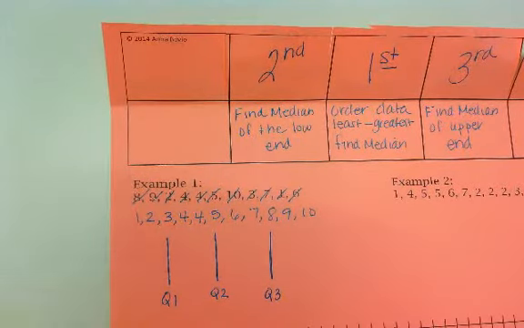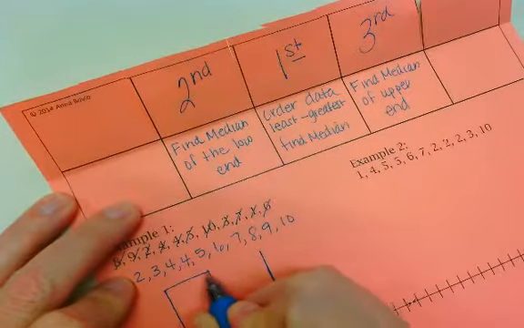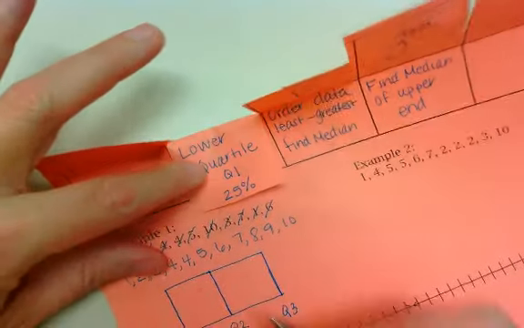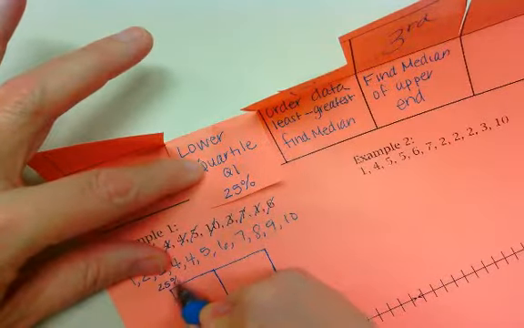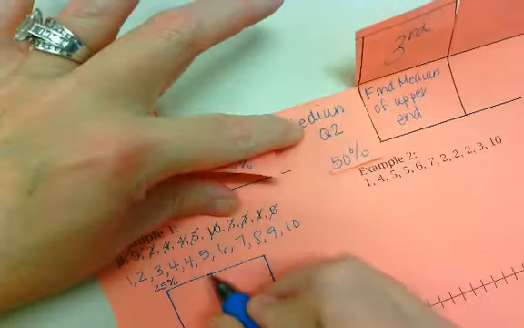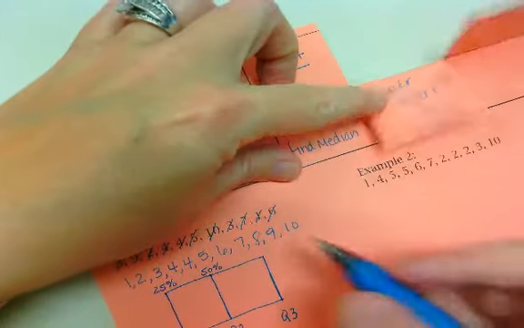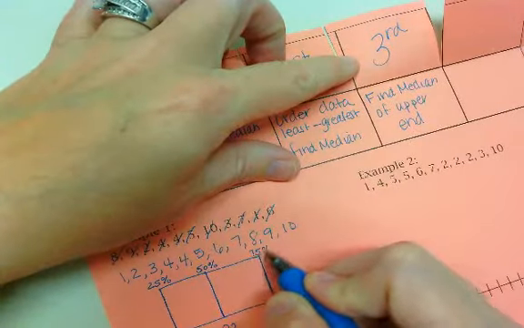Now at this point, you have your Q1, Q2, and Q3, so you can actually make your box. And you remember, Q1 is worth 25%, Q2 is worth 50%, and Q3 is worth 75%. So we can go ahead and label that.